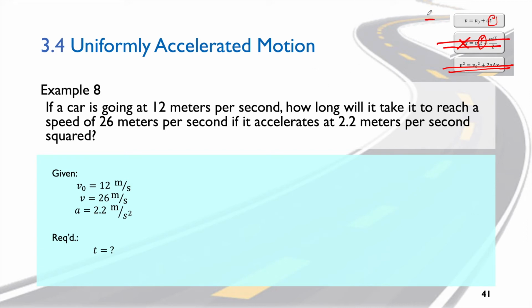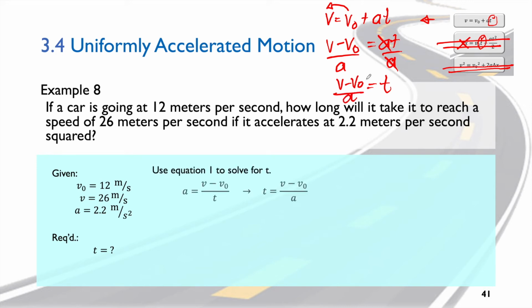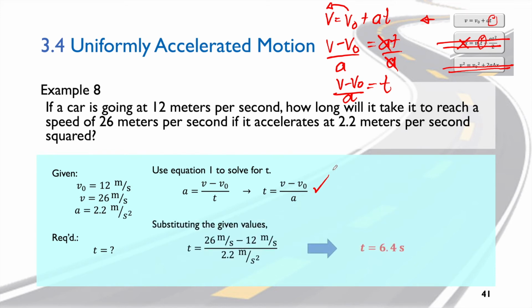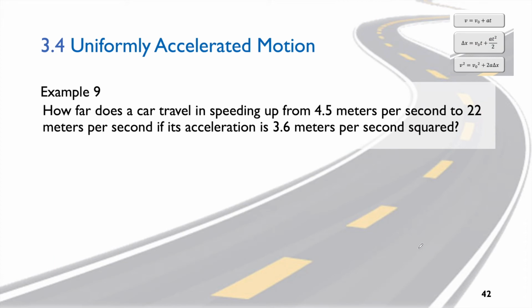Now, if you plan to use the first equation, you can modify it this way. Move the v naught to the other side. V minus V naught is equal to A t, divided by A, divided by A. Cancel, cancel. So you have time is equal to V minus V naught over A. So that's why we have this equation. And then if you substitute all of the given, you will have 6.4 seconds.